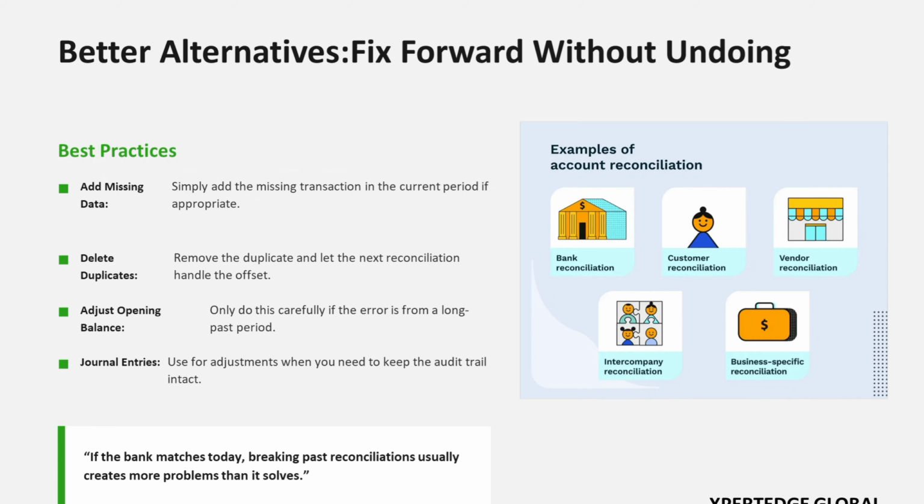The better alternative would be to fix forward rather than rewriting history, because often, the best solution is not undoing at all. Instead, consider fixing forward. Add missing transactions in the current period. Delete duplicates and let future reconciliations balance naturally. Adjust opening balances cautiously for very old issues. Or use journal entries to preserve the audit trail. If the bank matches today, breaking past reconciliations usually creates more problems than it solves.